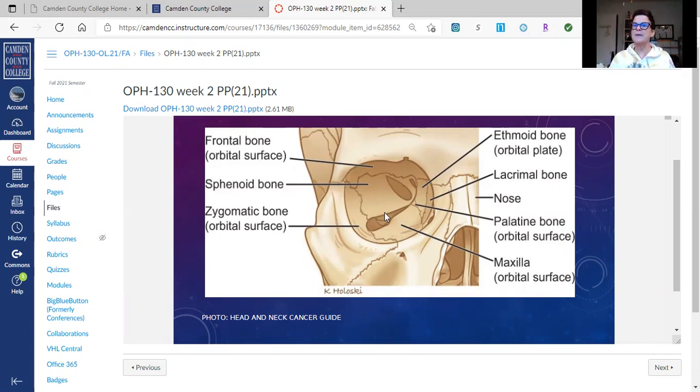So from front to back, the orbit is sort of shaped like a cone, okay? So the widest part of the cone would be the front of the orbit. And as you head back, it kind of comes to a point or an apex, okay? So this is not a round socket, okay? The eye socket itself, which is better known as the bony orbit, is more like a cone shape, okay?